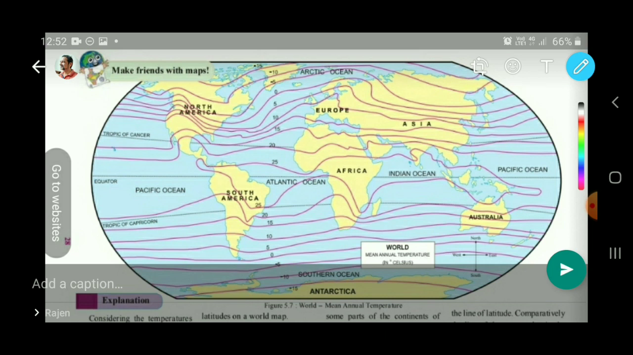Comparatively, the line of the same value in the northern hemisphere deviates north and south considerably. Now let us see this 0 degrees in the northern hemisphere. Can you see, this 0 degrees is not a straight line in the northern hemisphere. It is moving up and down.